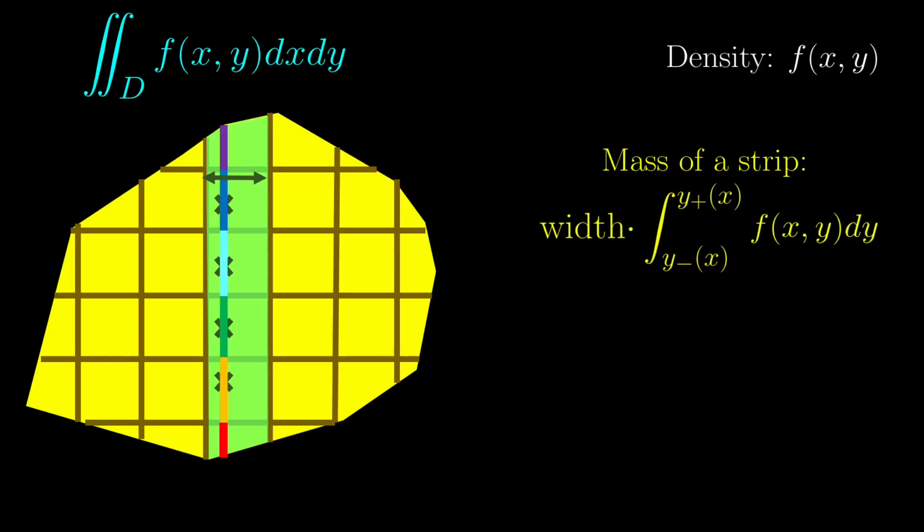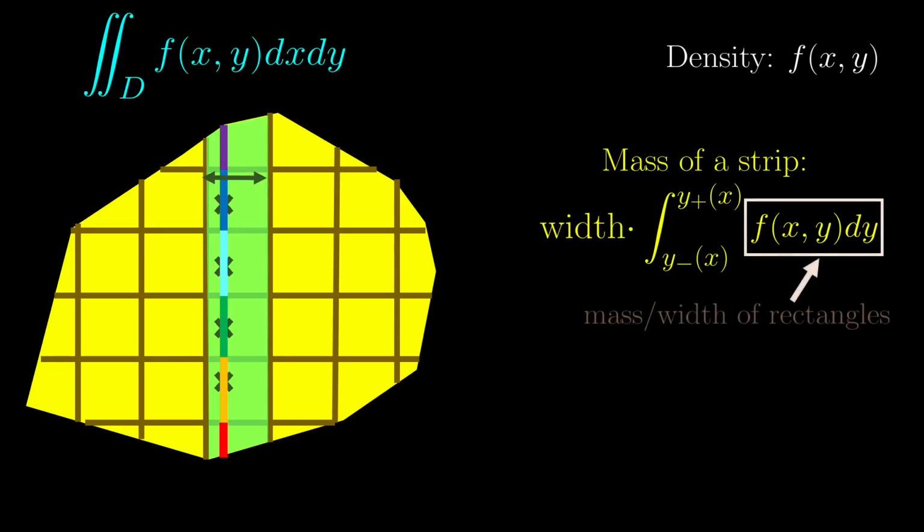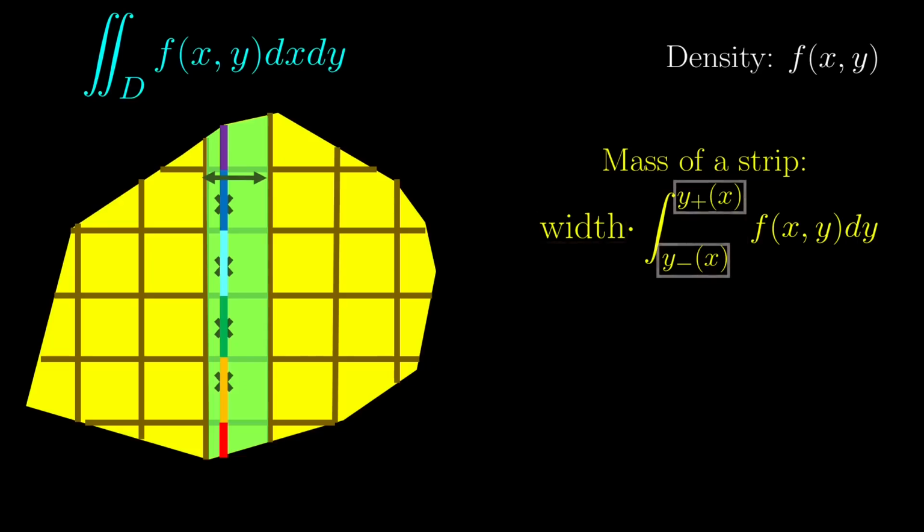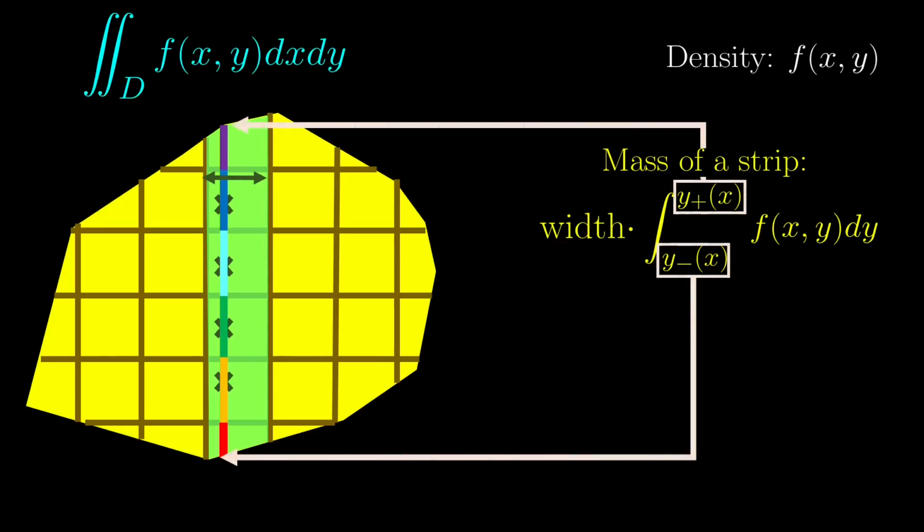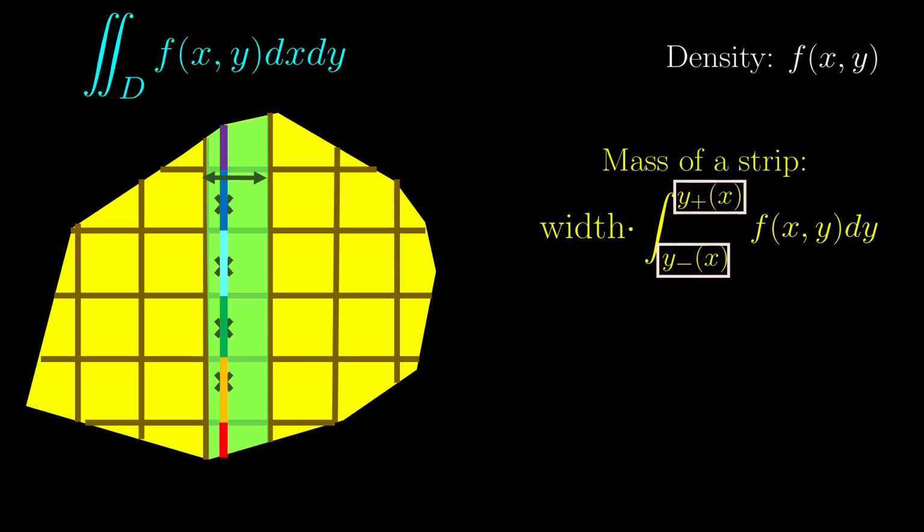It's not really that scary. f of xy dy simply refers to the mass per unit width of the small rectangles. Or equivalently, if we combine the factor of width, this really refers to simply the mass of each rectangle. The other thing to note is the endpoints of the integral. They refer to lower and upper endpoints of the strip, but different strips have different endpoints, so the endpoints depend on x, the position of the strip.